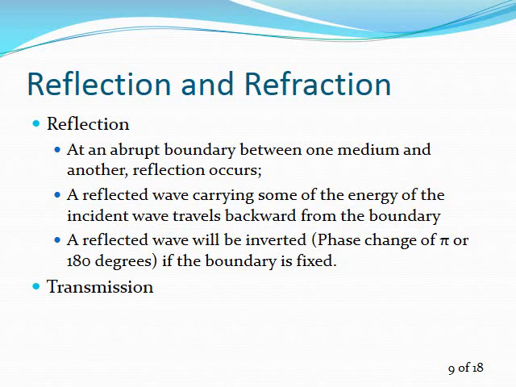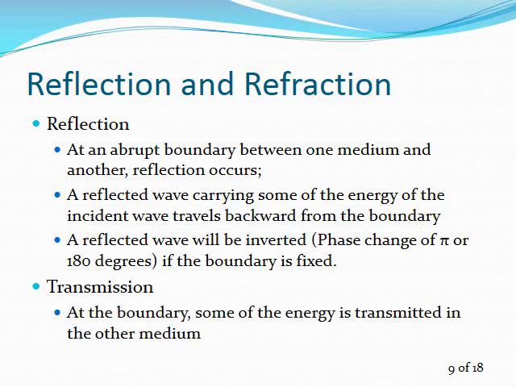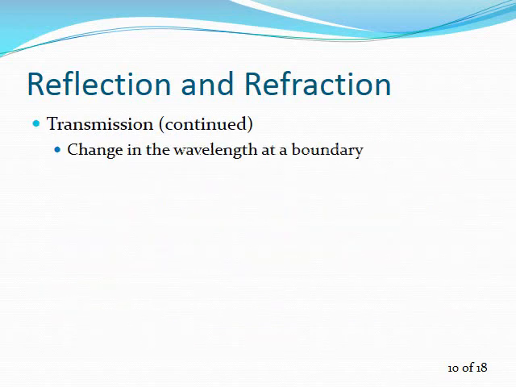Well, when a wave reflects off a medium, the wave can reflect back opposite its initial velocity, or I should say backward into its original medium, or it can transmit into the new medium. So when it transmits into the new medium, some of the energy is transmitted in this new medium. When that transmission occurs, you have a change in the wavelength at the boundary of these two mediums.